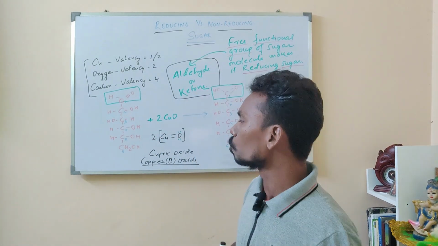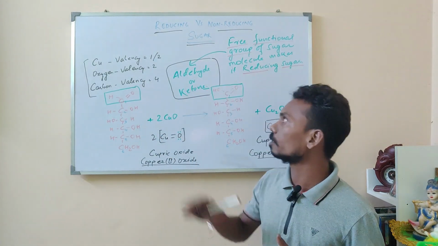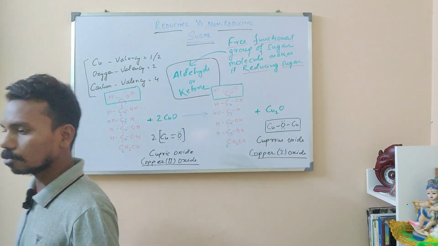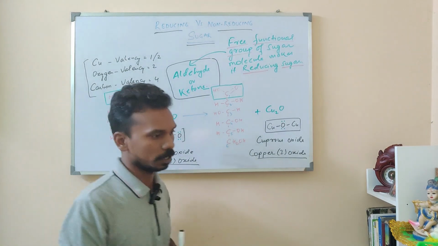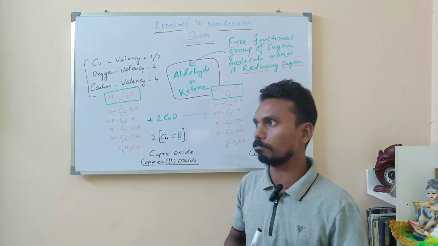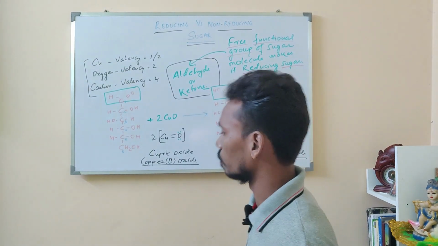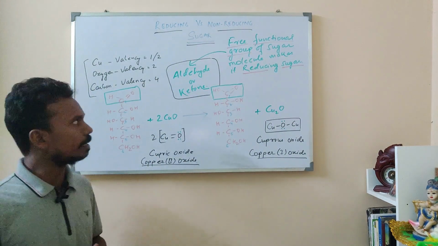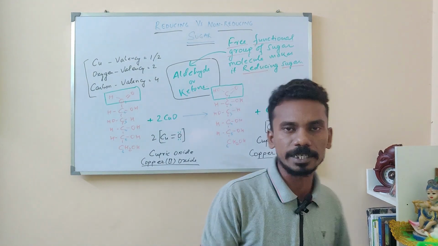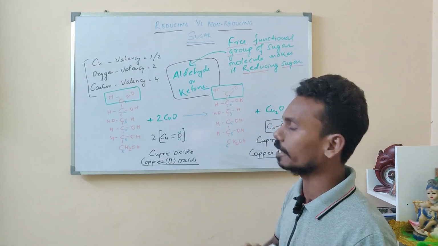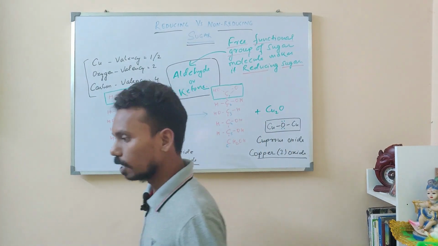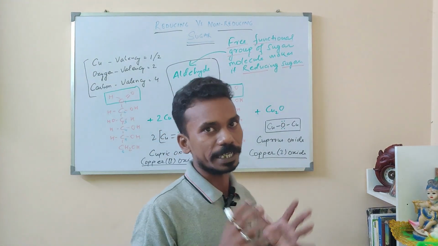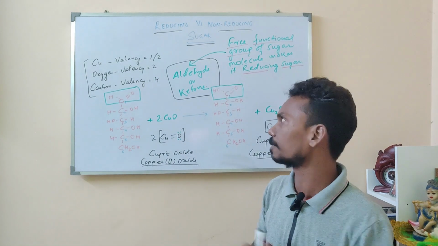Sucrose does not have a free aldehyde or ketone group, whereas glucose, fructose, galactose, anything else, whatever 6 carbon or 7 carbon compound you consider, has a reducing property if the aldehyde and ketone groups are free in that compound. If the aldehyde and ketone groups are not free, then the compound will not be reducing in any case.